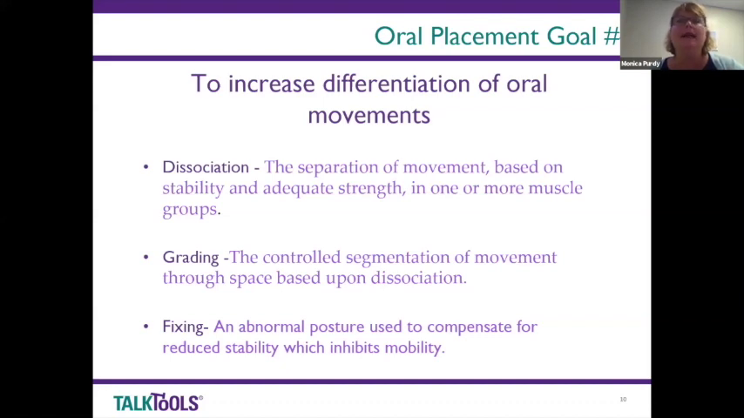You might see clients whose jaw goes into a really low position, or like the little boy that we just saw in the video, they have to stabilize their tongue on their bottom teeth in order to speak as rapidly as we do. However, it's going to affect the intelligibility.